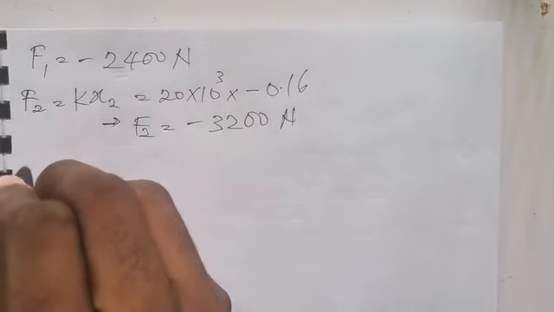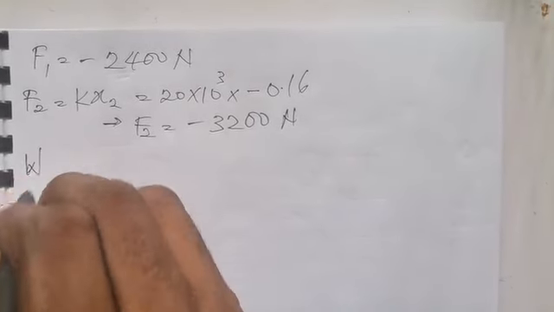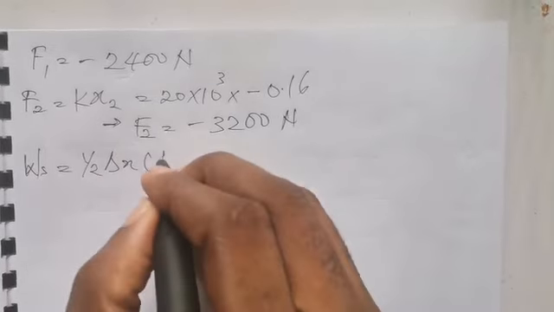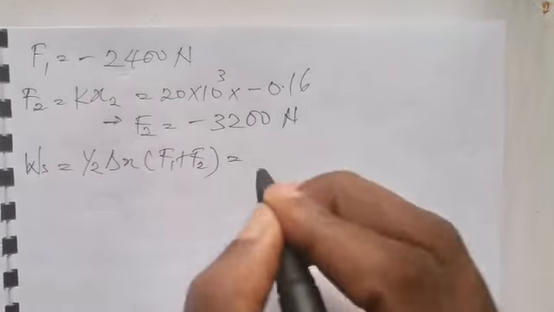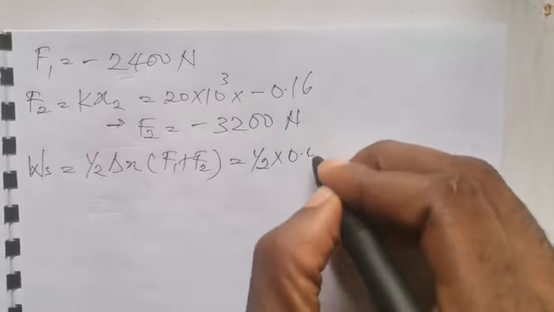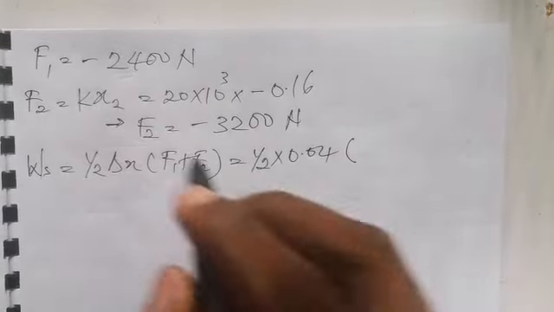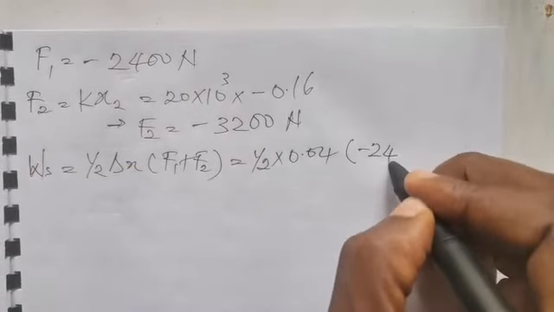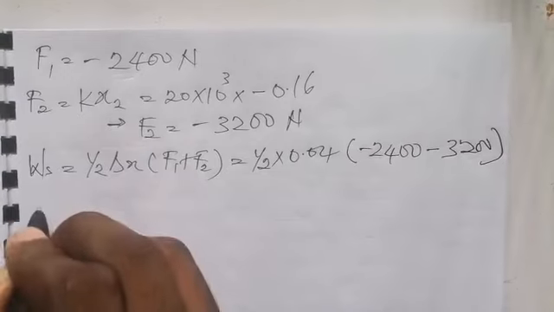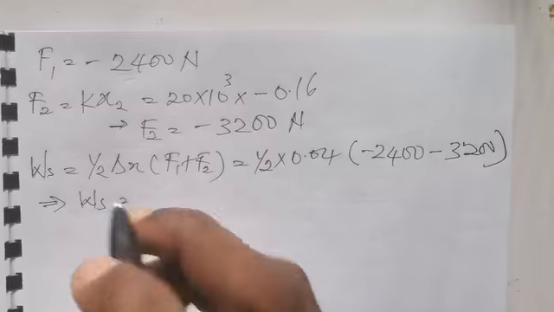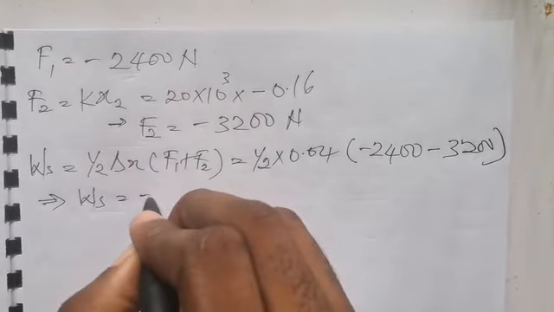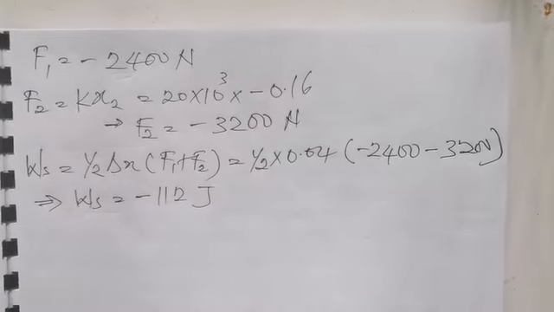So our spring work is equal to, we said, half times maximum deflection multiplies F1 plus F2. So this is equal to half times maximum deflection, given as 40 millimeter, which is 0.04 in meters, multiply F1. We obtain F1 here as minus 2,400, and we obtain F2 here as minus 3,200. So if we multiply everything, we have the spring work to be equal to minus 112 in joules.